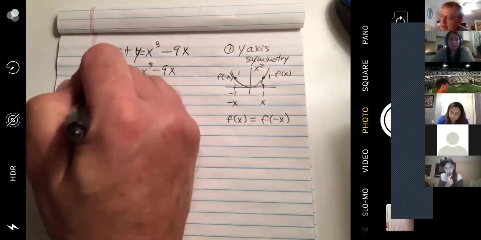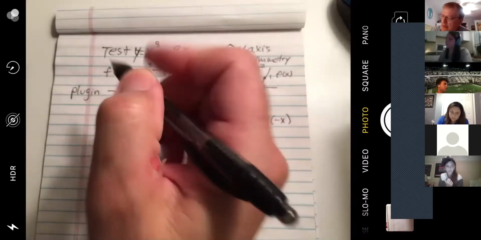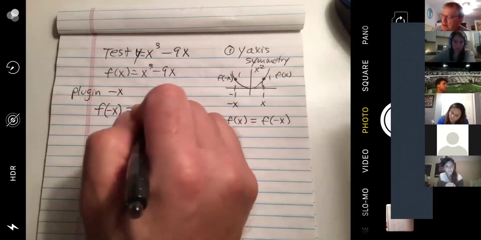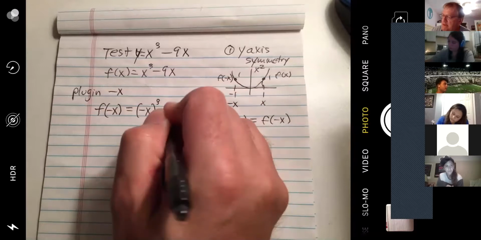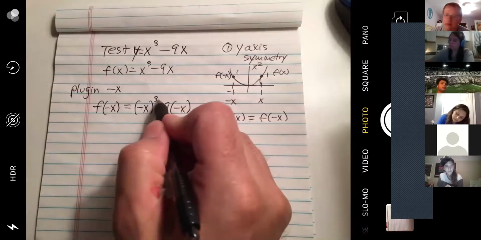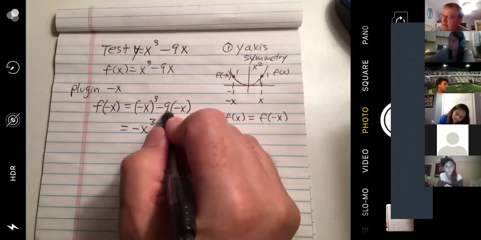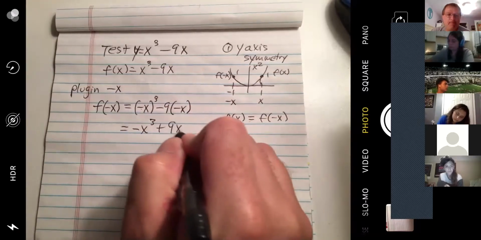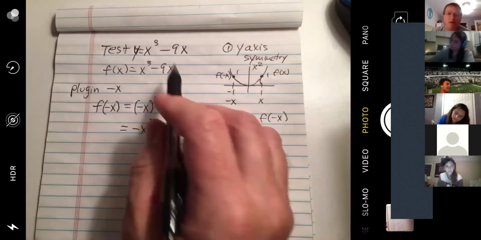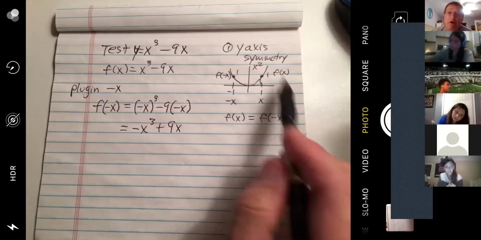So I'm going to plug in minus x. So I get f of minus x equals minus x to the third minus 9 times minus x. Well, a negative to an odd power stays negative. Negative x to the third, and -9 times -x is positive 9x. Okay, so this clearly is different from the original. So it does not have y-axis symmetry. This case does not work.